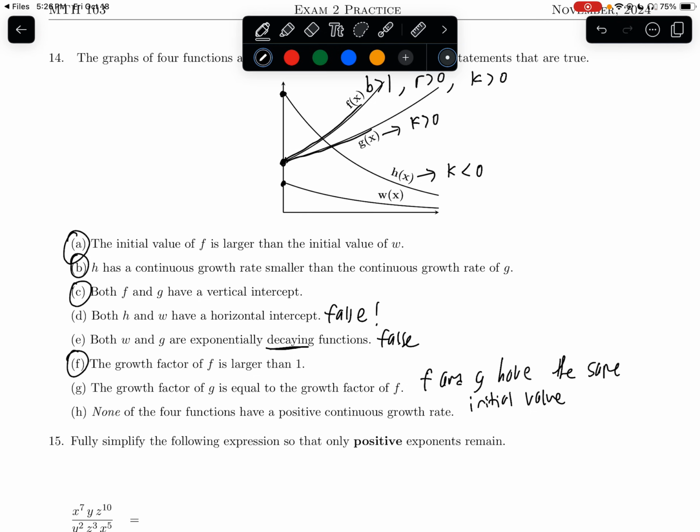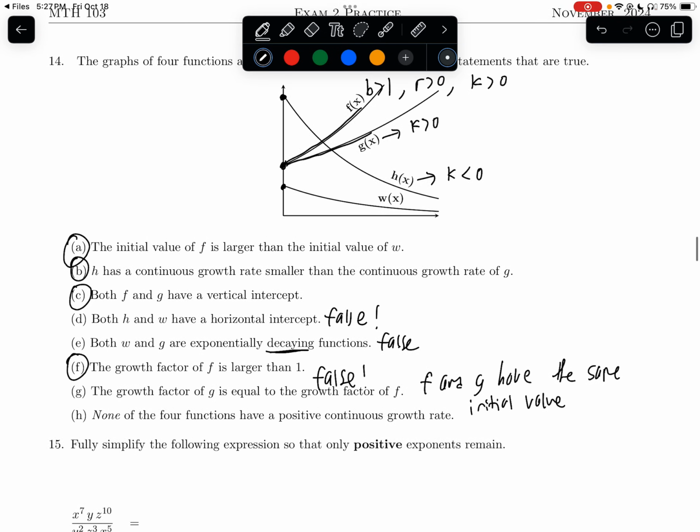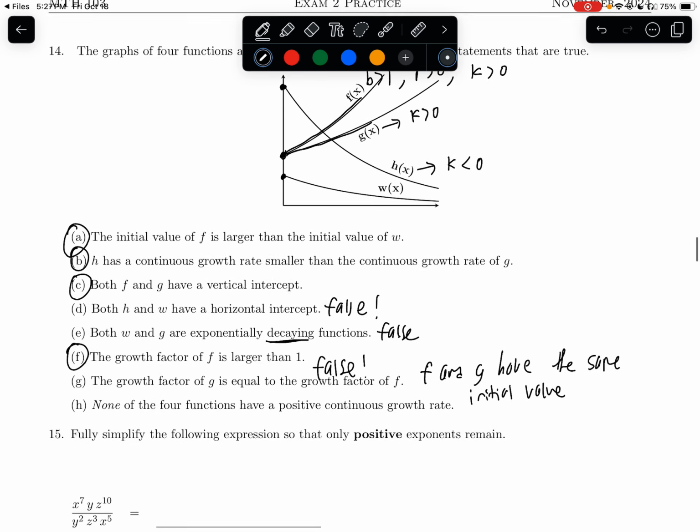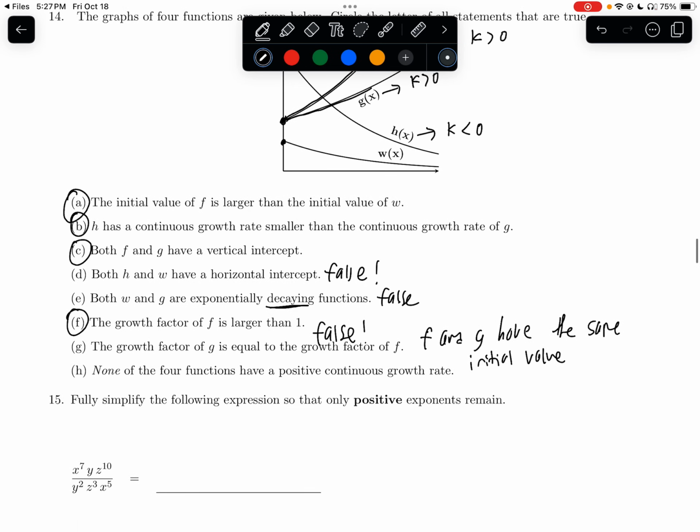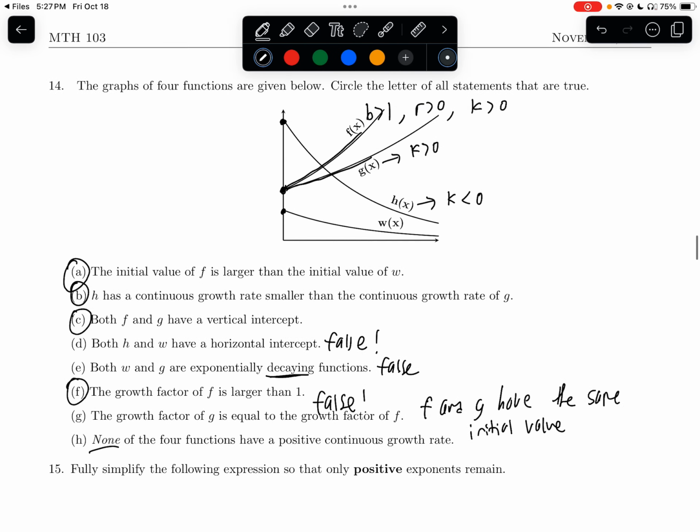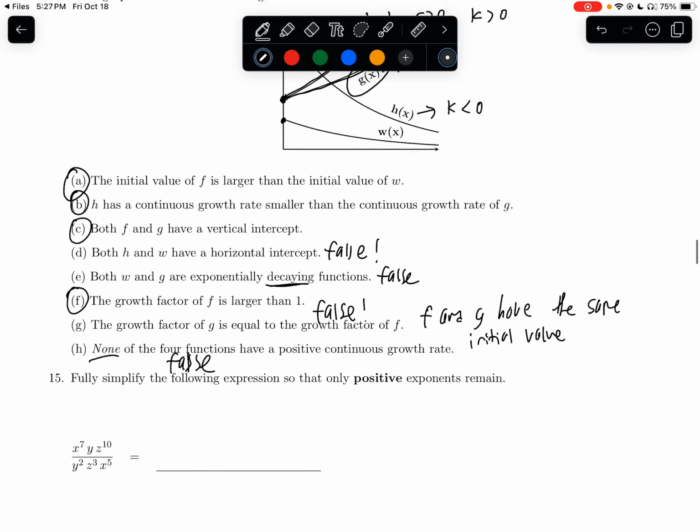So they cannot have the same growth factor. If they did, because they already have the same initial value, they would be the same function, but they're not. So that's not true. None of the functions have a positive continuous growth rate. Well, we just identified that g and f have k greater than 0, and so that is false as well. So the only true options are a, b, c, and f.